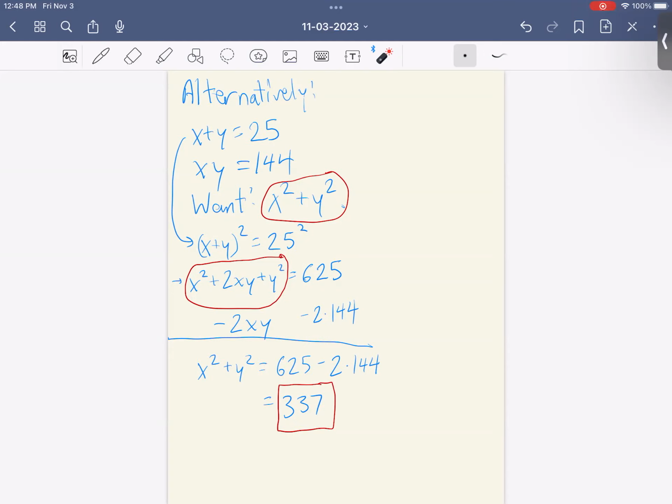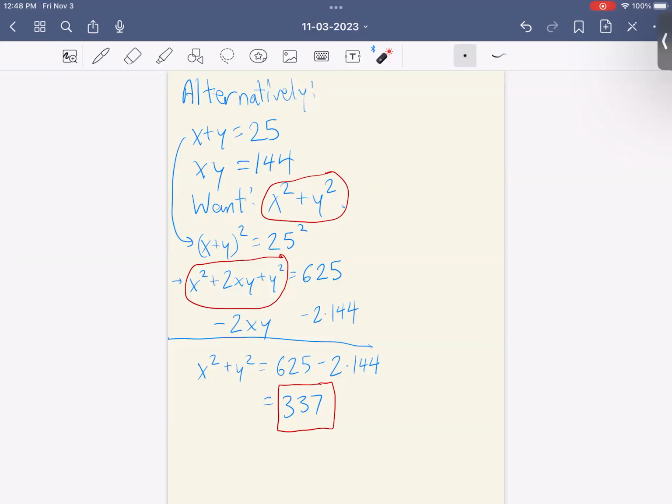Yeah, James? The next step you used to solve the problem, I'm kind of confused about it. We have x plus y equals 25, which is the first equation, and x times y equals 144. Then you square the first equation, right? You get x squared plus 2xy plus y squared. So that means 2xy, where x times y equals 144.